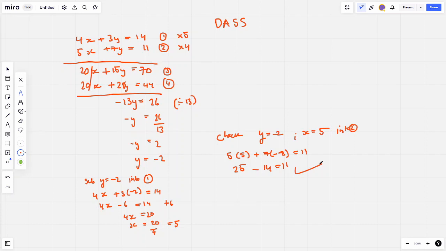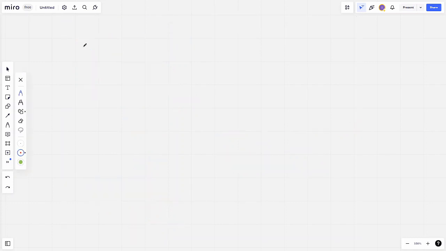Right. So hopefully that's made a lot of sense. But let's just drill it down and do one last final example, and that's going to be using a different sign. So we've got an example of 3x plus 2y equals 17. And then we've got as equation 2, 4x minus y equals 30. So we've got equation 1 and equation 2.